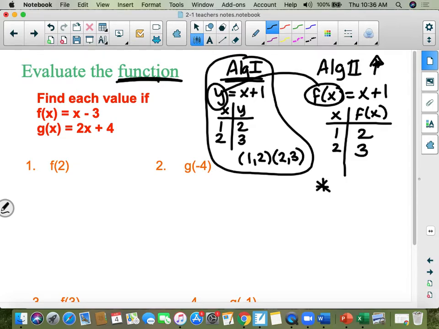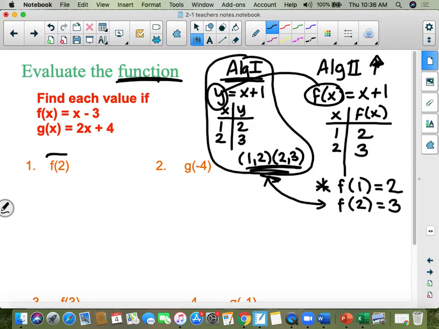Okay, this is really important that you know this. Your ordered pair changes. You guys know your ordered pairs as (1, 2), (2, 3). This is the way you write ordered pairs. f of 1 equals 2. f of 2 equals 3. See the difference between how you write ordered pairs at the Algebra 1 level and how you write ordered pairs at the Algebra 2 and up level. So that's what we're doing. We're learning how to write an ordered pair.